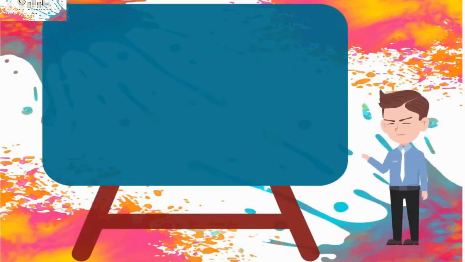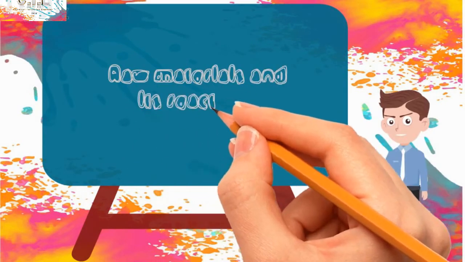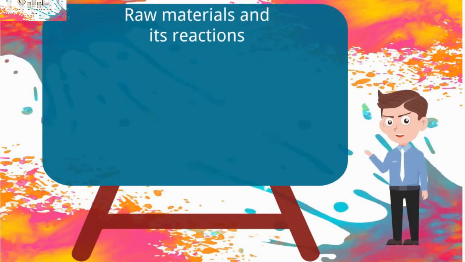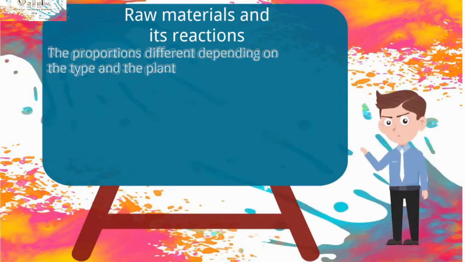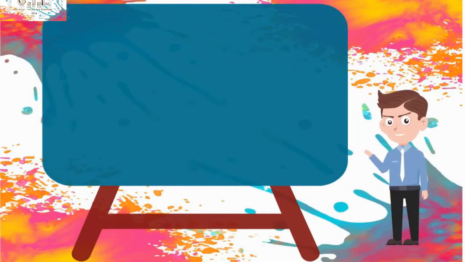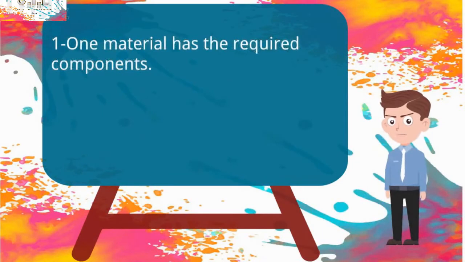In this series, we will focus on Portland cement, and in this episode, we will talk about the raw materials and its reactions. The proportions of raw materials vary from one type to another, and from plant to plant. In some cases, we get one material which has the required components, so we don't need any other raw materials, but in order to maintain this material, we should mix it with other materials.